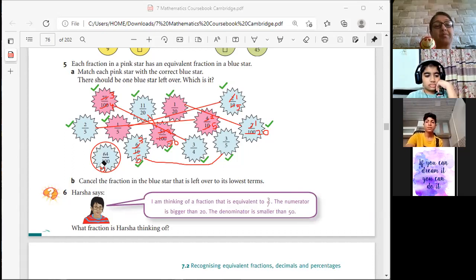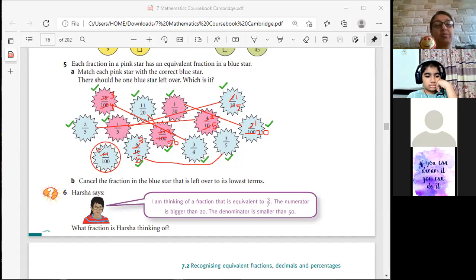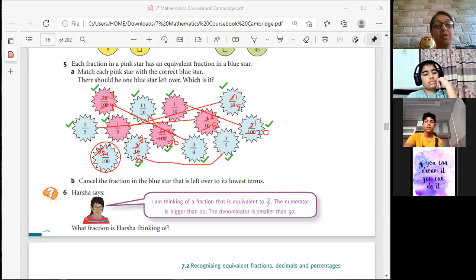And then... wait, I'll do that. It will be 32 and 50. And then this 32 will become 16, and 50 will become 25. If you know the 4 times table, then directly you will get 16 and 25.